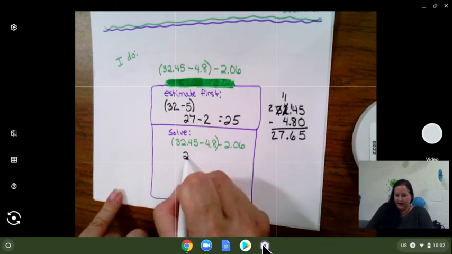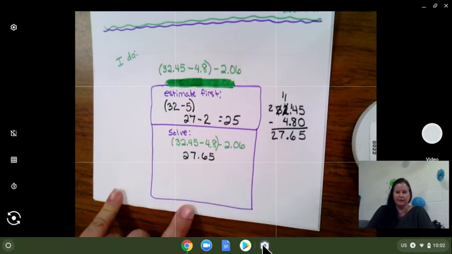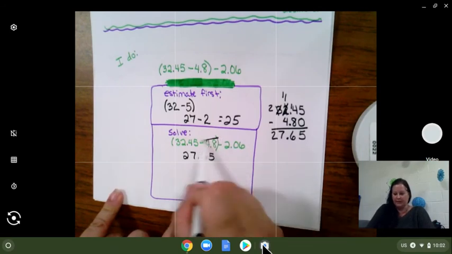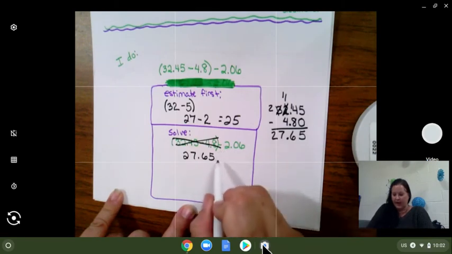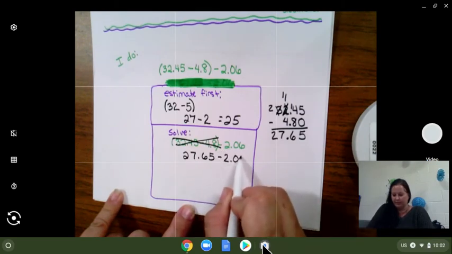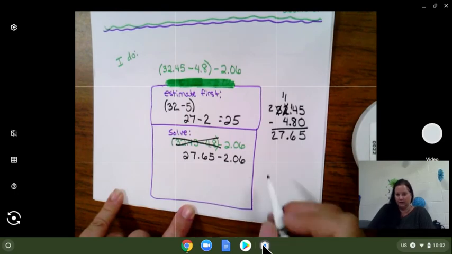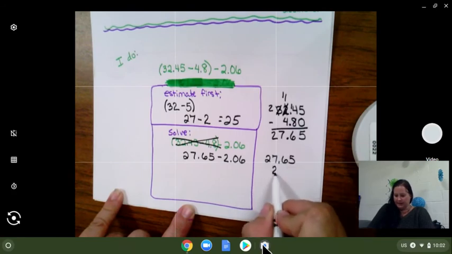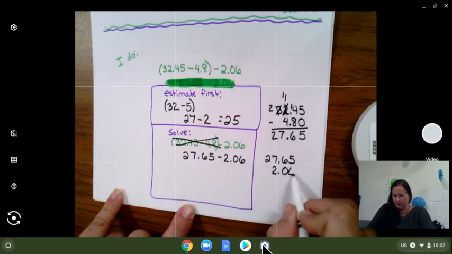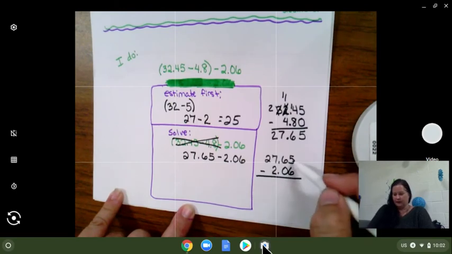I'm going to put that number that I have from my problem right underneath the parentheses, and I'm done with this part of the problem. So now I'm just going to copy down the rest of the problem, and I have a new problem. So I'm going to write that one down, 27.65, line up my decimals, minus 2 and 6 hundredths. I'm going to regroup.